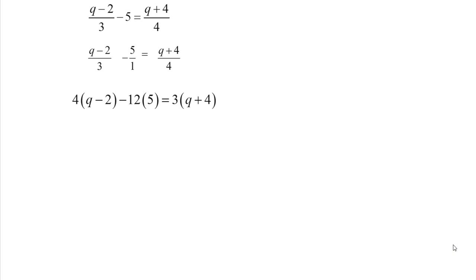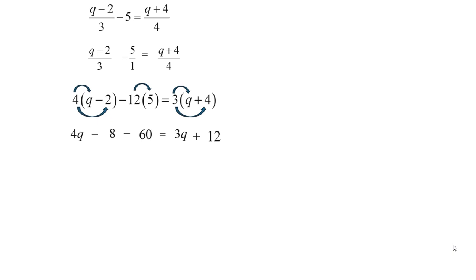Once we've done that, we have a much simpler equation, and all we need to do here is expand the various brackets. 4 times q gives us 4q. 4 times negative 2 gives us negative 8. Negative 12 times 5 gives us negative 60. 3 times q gives us 3q. 3 times 4 gives us positive 12.